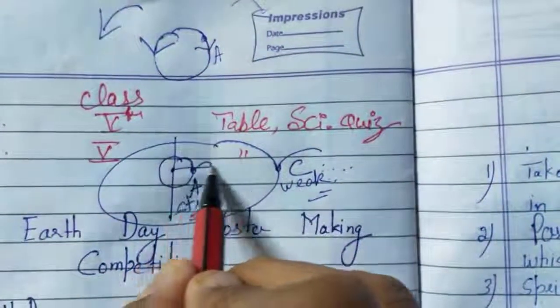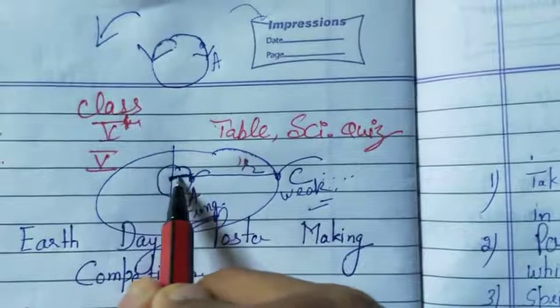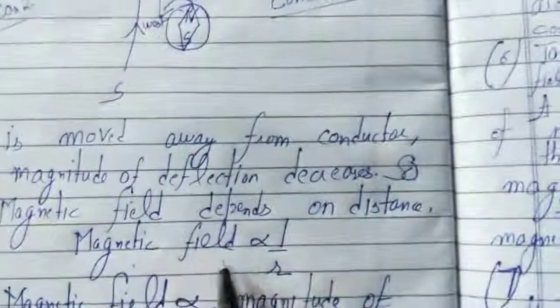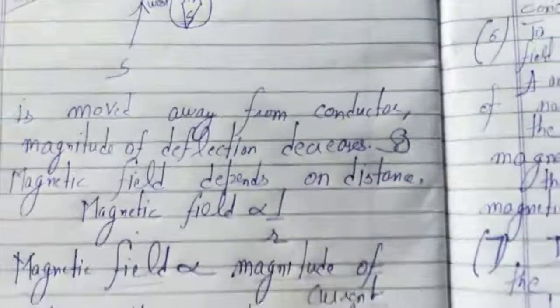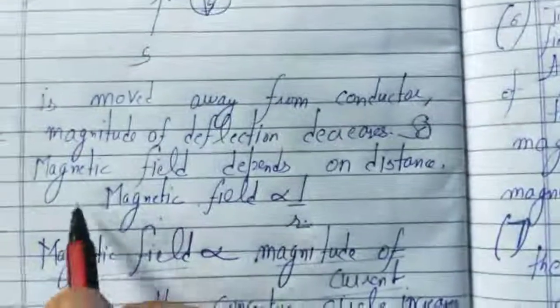As the distance increases, the magnetic field decreases. As the distance is less, the magnetic field is more. So the magnetic field is inversely proportional to distance. Distance less, magnetic field more. Distance more, magnetic field less. So the magnetic field depends on these two factors.